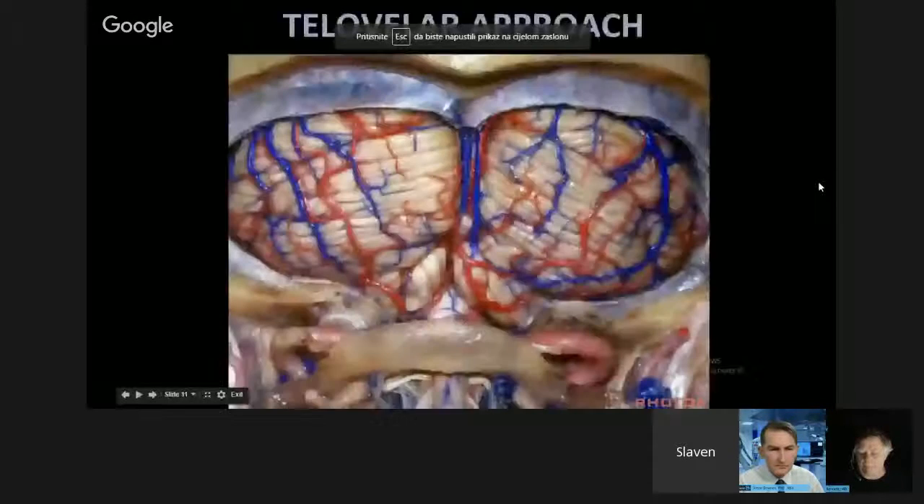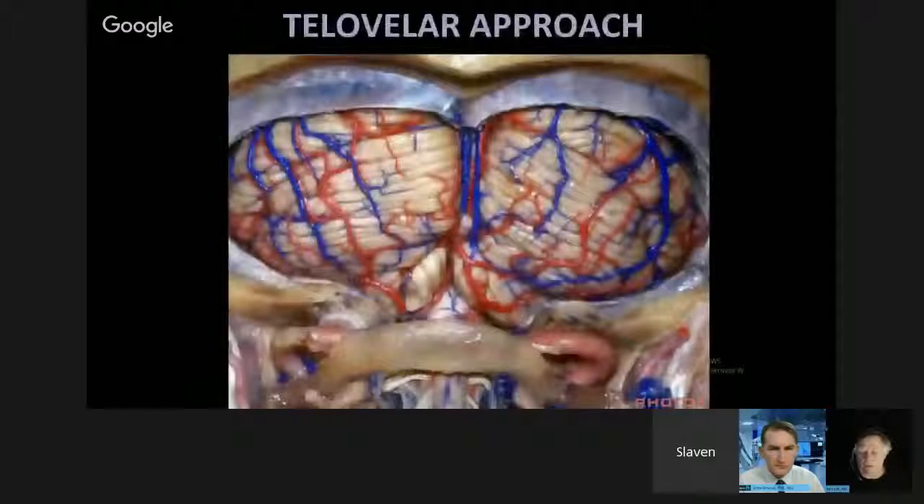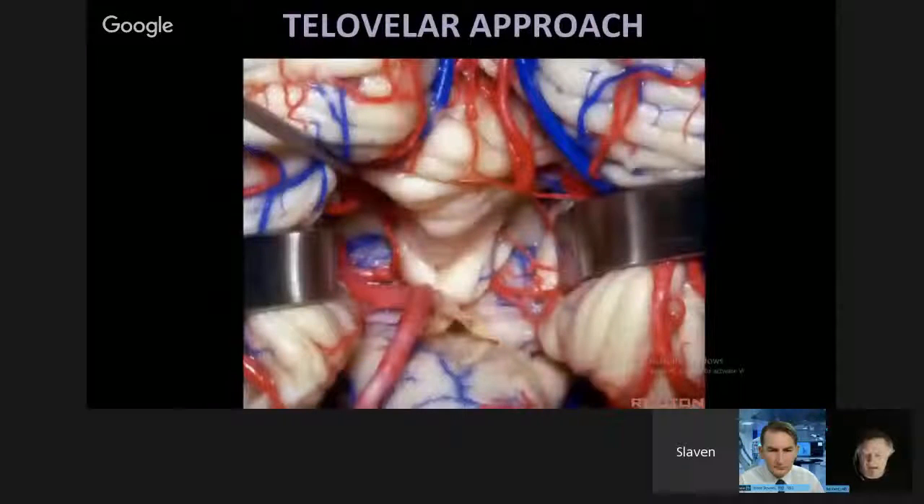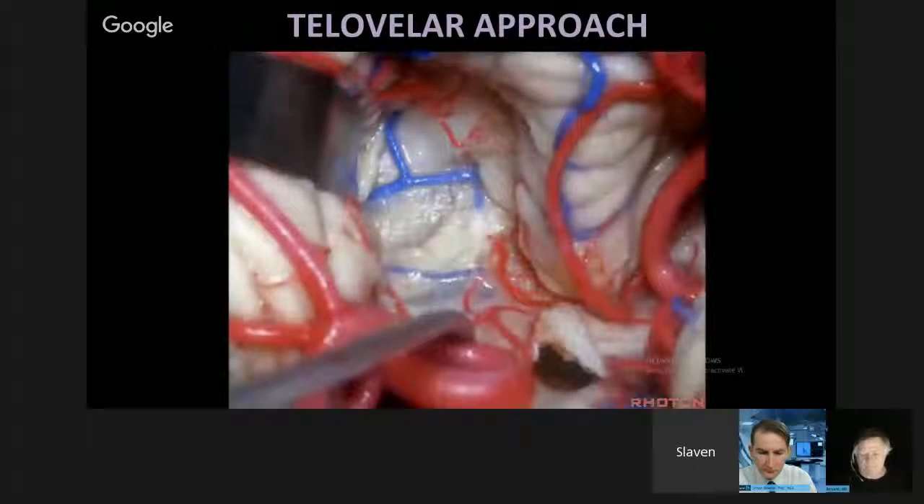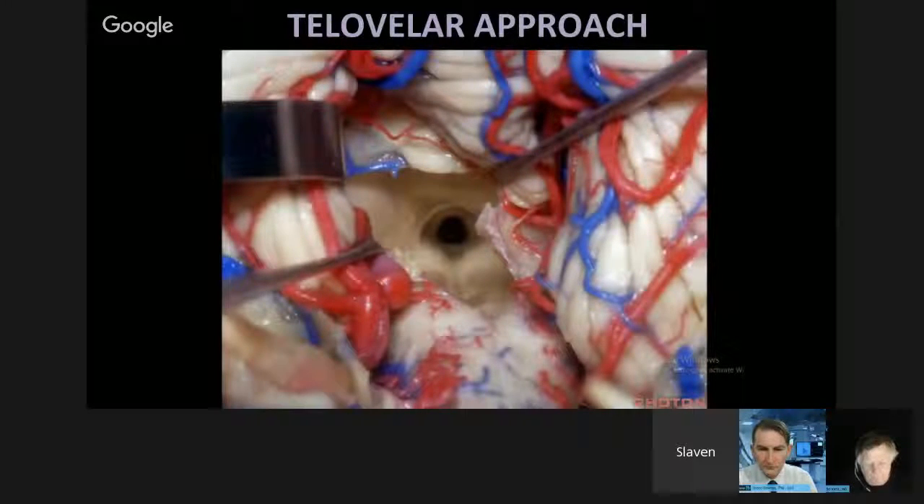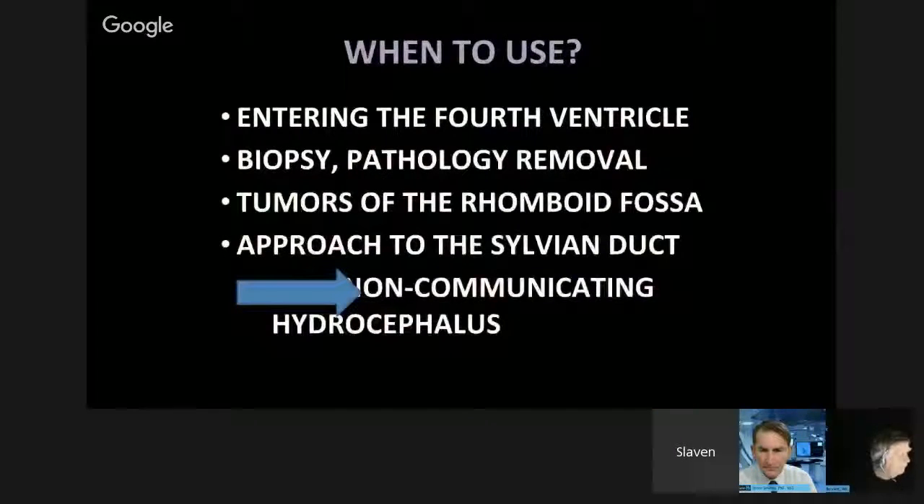Okay, so this is the last part of my presentation. What I showed you before in the slides is the telovelar approach. This is the more precise intraoperative view of this approach. As I said, the steps are the same: retraction of the tonsil of the cerebellum to the side, cutting of the tela and velum medullare of the posterior fossa, and then entering all the way to the fossa rhomboidea. You can see it very nicely here, and these are the indications for using this approach.